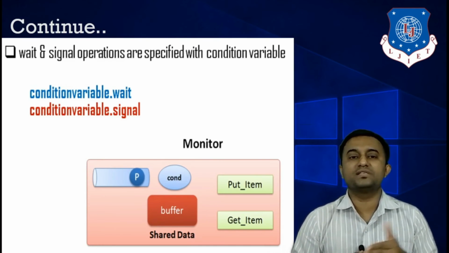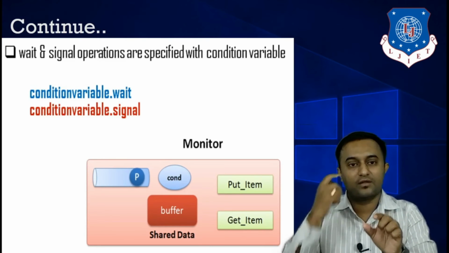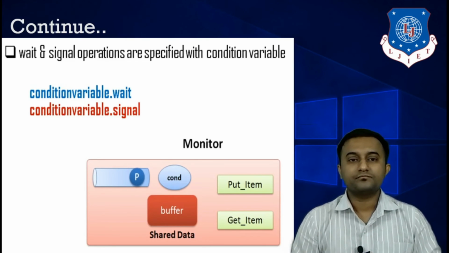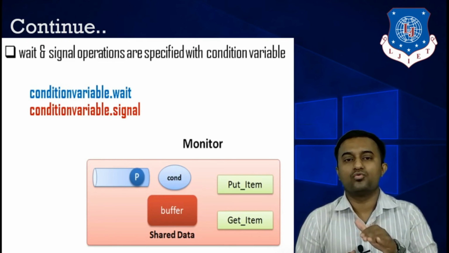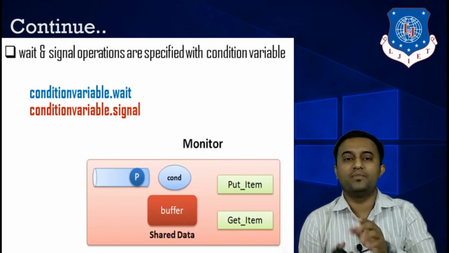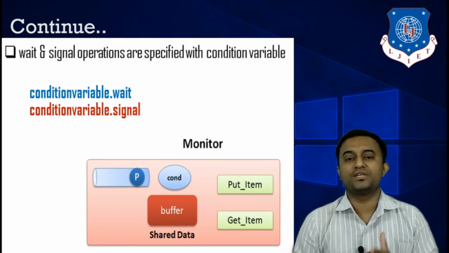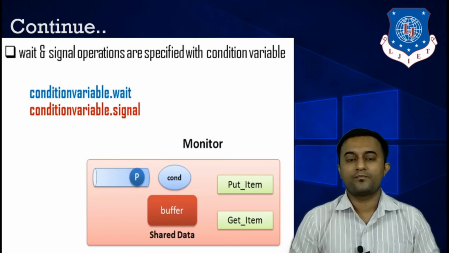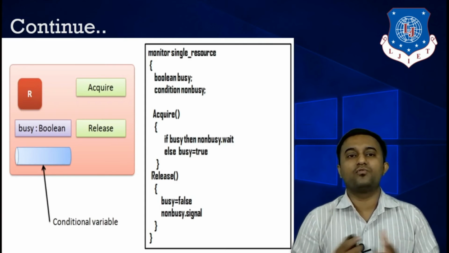Now when signal is called, you can see in this particular figure we have one process P which is waiting in a queue. This queue is for the condition variable. When signal is called, P will resume its execution, because now the resource is available for access. Let us discuss this with the help of one example.